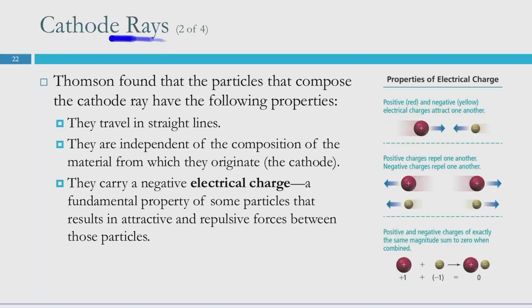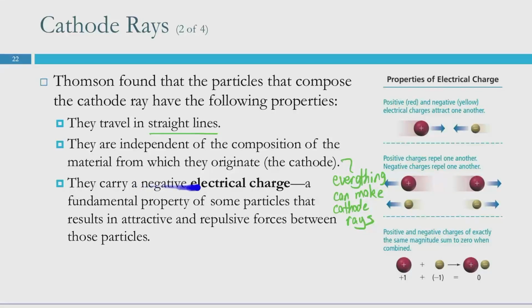Okay, so because of those cathode rays, Thomson investigated those particles, and he figured out that A, they travel in straight lines, which is cool. They are independent of the composition of the material from which they originate. So you can use any material as a cathode, and you're still going to produce cathode rays. Basically saying anything can make cathode rays. That's all we're saying there.